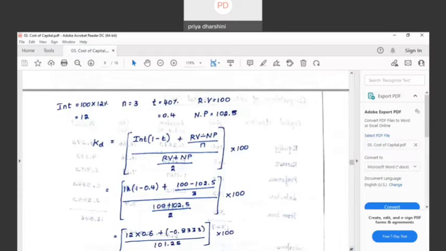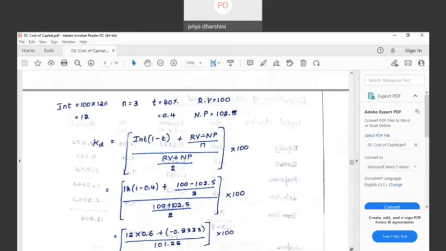The life of debentures is 3 years. They have told the debentures are redeemable after 3 years. Interest is paid annually. So N is 3 years. Tax rate is given as 40%. They have told they are redeemable after 3 years. They have not told how it is redeemed, which means it is redeemed only at par. If it is redeemed at premium, they have to specifically mention. If nothing is told, the redemption is at par.